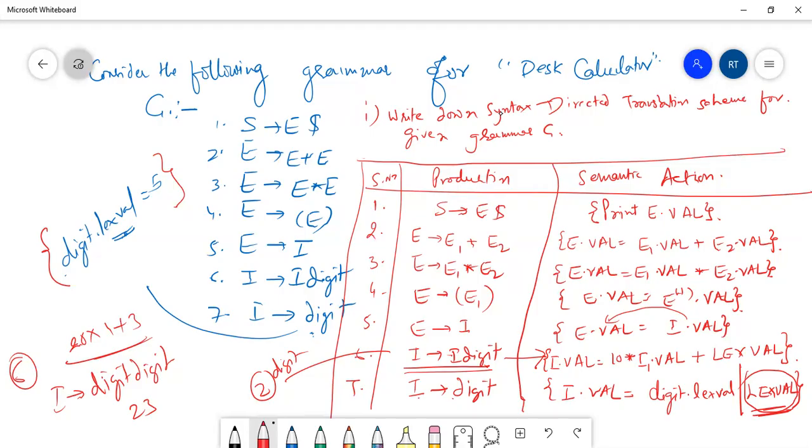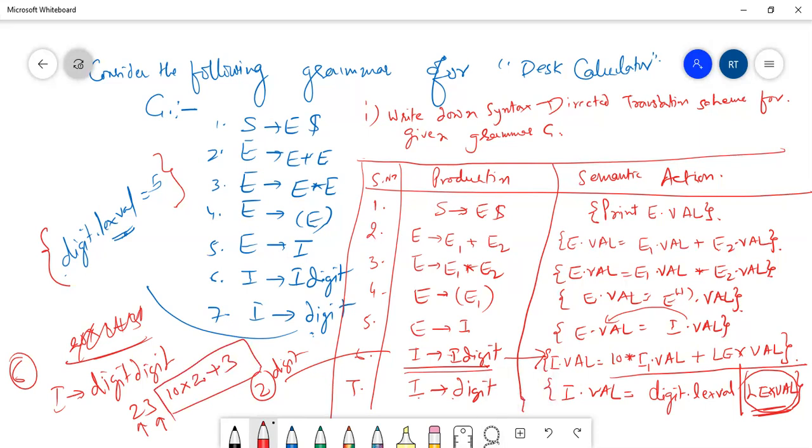Okay. Sorry, I have written it wrong. This is not something like this. It is 10 multiplied by I dot val. So this is my I dot val here. Okay. So this is 10 multiplied by I dot val, which is 2, plus the next value that is 3. This is the semantic action.